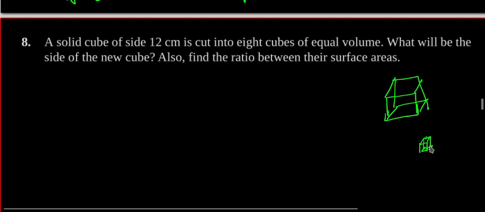So what is the side of the new cube we have to find? The side of the large cube is 12 centimeter. Length, breadth, height, all dimensions will be 12 centimeter only because it is a cube. This we are cutting into 8 equal cubes, and we have to find out what will be the side of each cube.